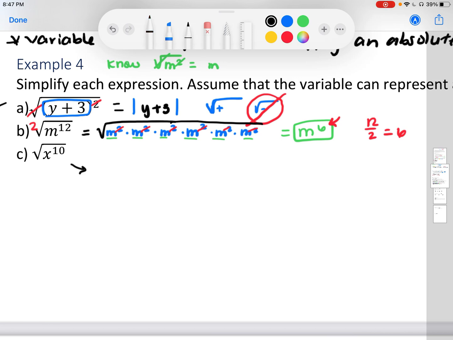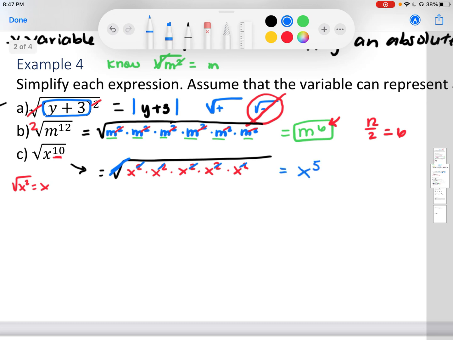Give this one a try. Pause the video, attempt it, and then come back to it. All right. So again, we're working with the idea that the square root of x squared gives us x. So let's break it down by twos. 2, 4, 6, 8, 10. And this square root is going to cancel all these twos, so that we're just left with x to the fifth power, or the same as 10 divided by 2 gives us 5. See how that affects your exponents.